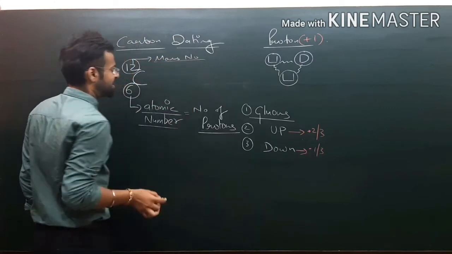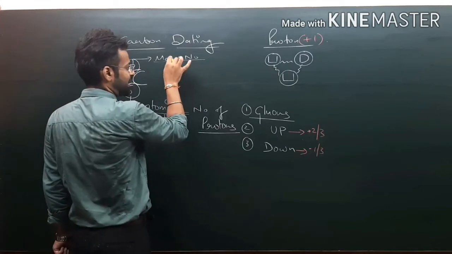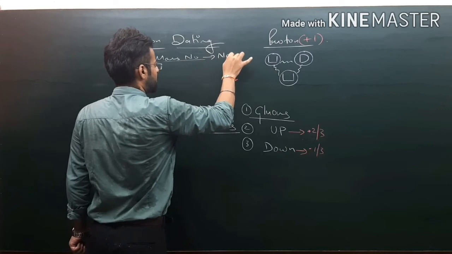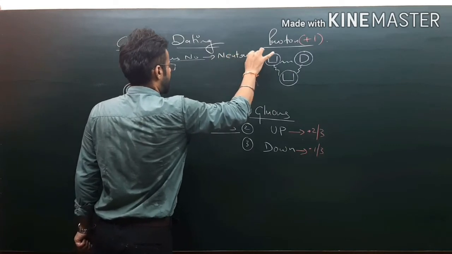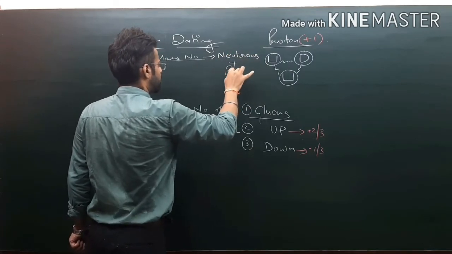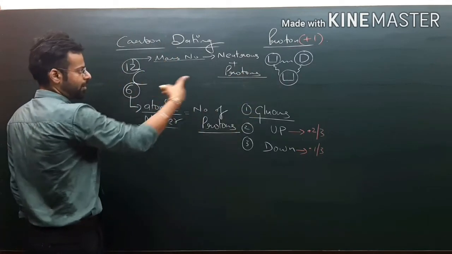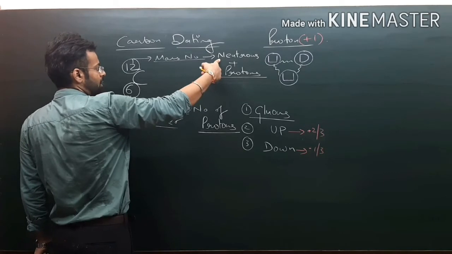And what exactly is the mass number? Mass number signifies the number of neutrons plus protons. So a 6 comes from here, 6 plus the number of neutrons.